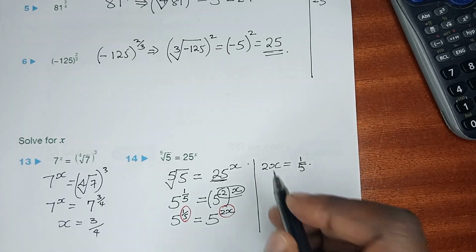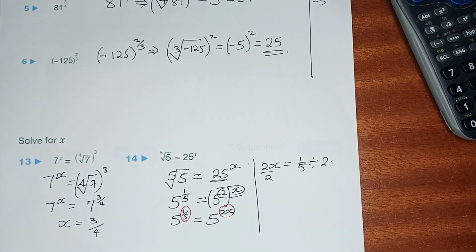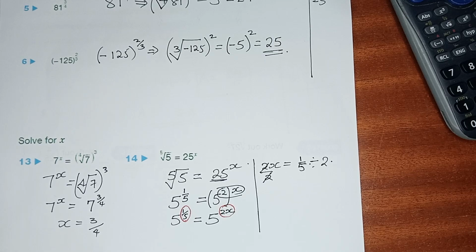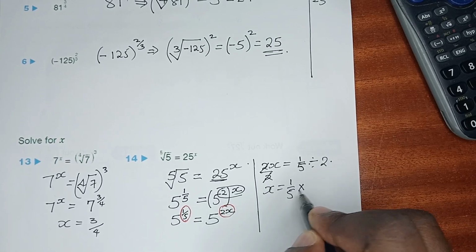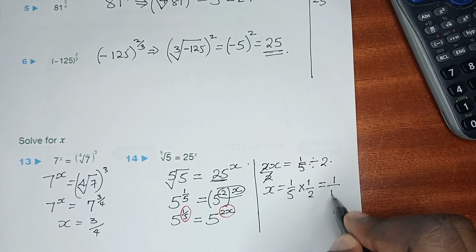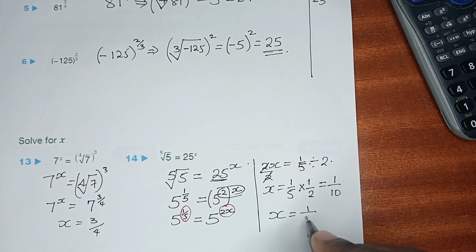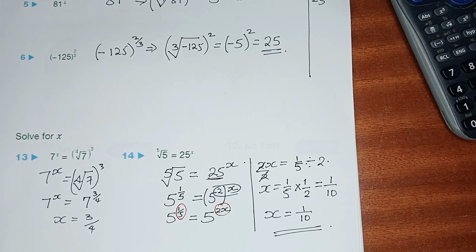So what is x? Divide by 2, divided by 2. And dividing by 2 is like multiplying by the reciprocal of the divisor, meaning x is equals to a fifth times 1 over 2, which is easily a tenth. So by all means, x is equals to a tenth. And that is the end of the story.